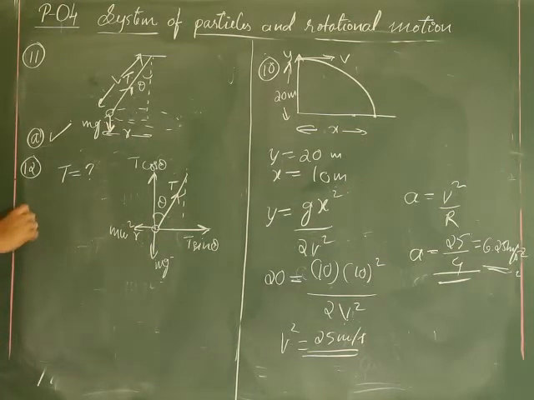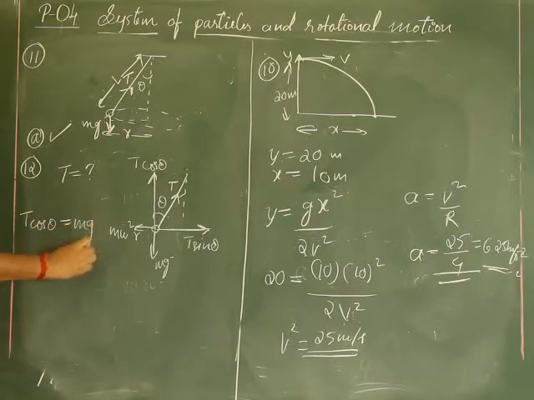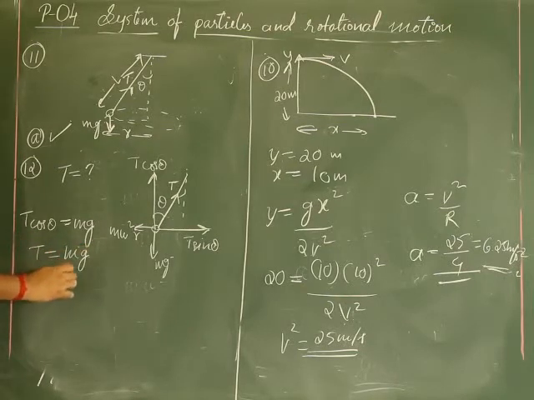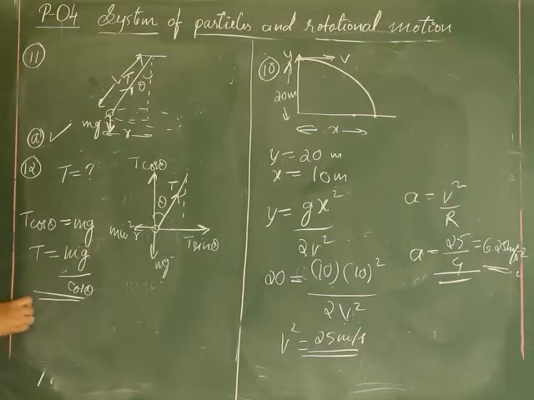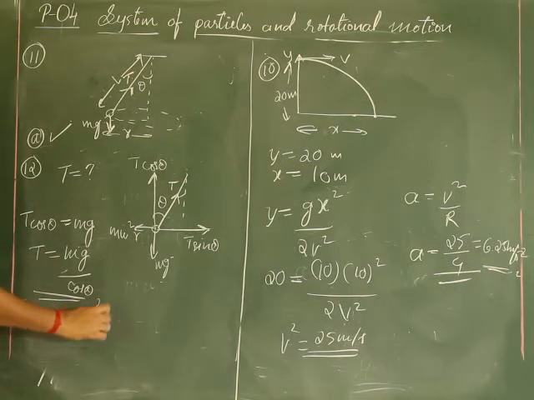So what I can write? T cos theta, I think it is visible for you people, T cos theta equal to mg. So T equal to mg divided by cos theta. Next, T sin theta is equal to ma. What is a? Omega square r, the centripetal acceleration.